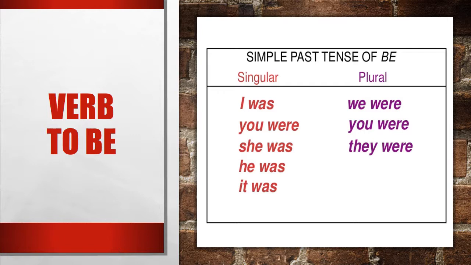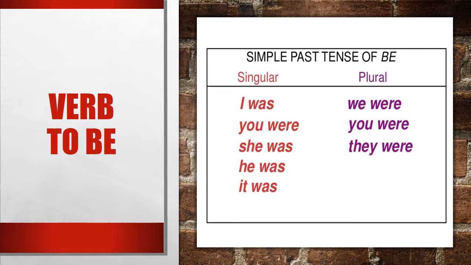With verb to be, you really need to pay attention to which pronoun you're using. So it's going to be was with pronouns I, she, he, and it. So you will end up with things like I was, she was, he was, etc. Right? And with pronouns we, you, and they, the correct form is were. Right? So you're going to have things like we were, you were, they were.